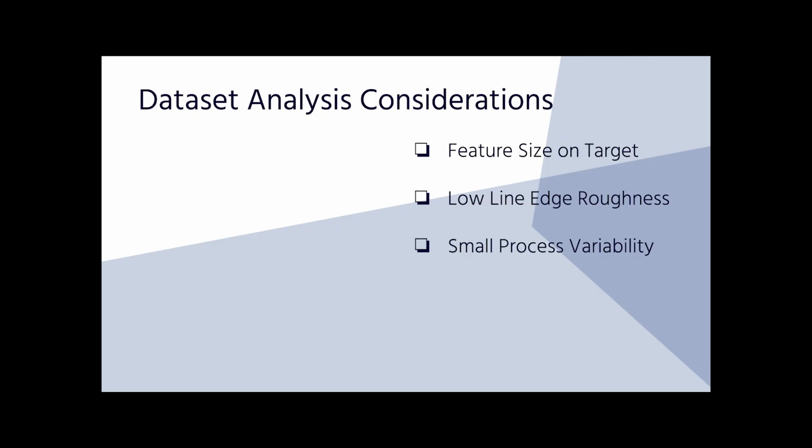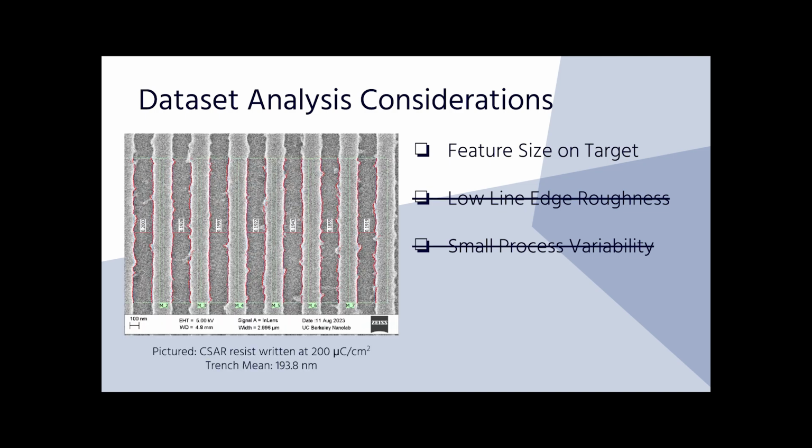The feature we are measuring is the exposed feature, the trench. In this first image, the mean trench width is 193.8 nanometers, which is 6.2 nanometers smaller than the target size. However, the line edge roughness is unacceptably high, and we'll see that the process variability is too high as well.